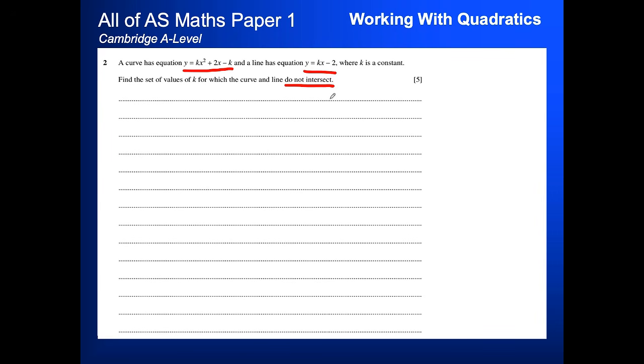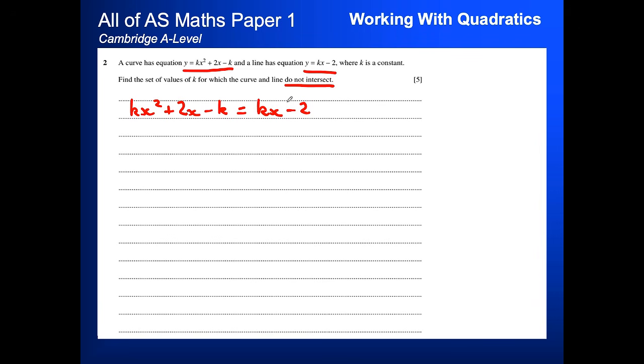Now, the way that we actually go about doing this is that we pretend they do intersect, so we make them equal to each other, and then we work through the algebra, so get a quadratic, and look for no real solutions, which is where our discriminant comes into play. So we first of all make these two things equal to each other. So kx squared plus 2x minus k is equal to kx minus 2.